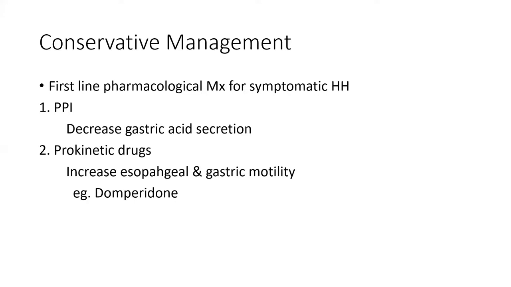Conservative management is reserved for less symptomatic patients or old and debilitated patients. The first line pharmacological management of symptomatic hiatal hernia is PPI, that is proton pump inhibitors. They decrease gastric acid secretion. Second are the prokinetic drugs, which increase esophageal and gastric motility, like domperidone and metoclopramide.